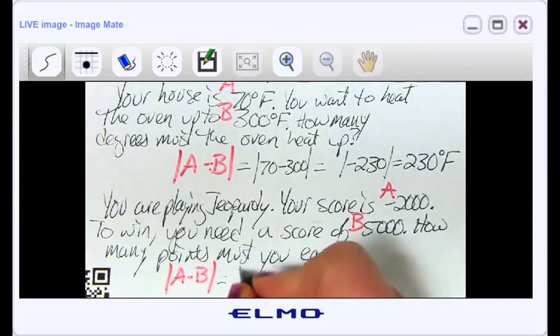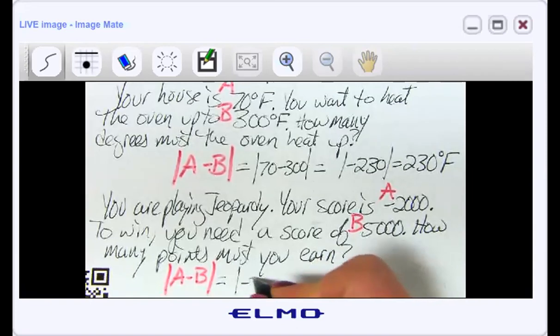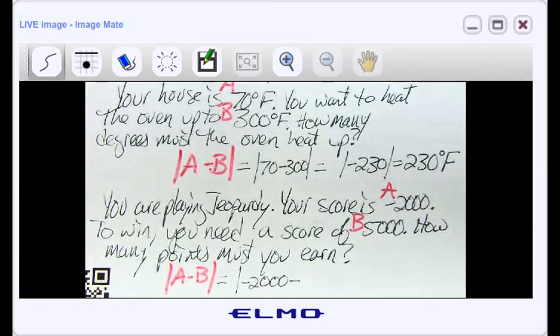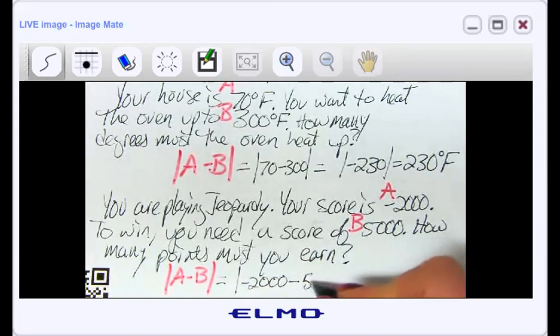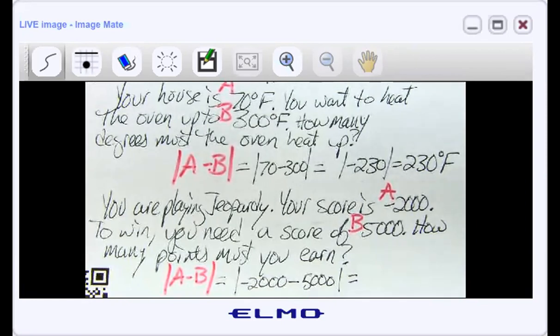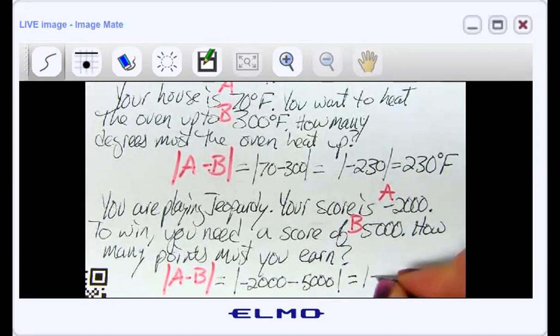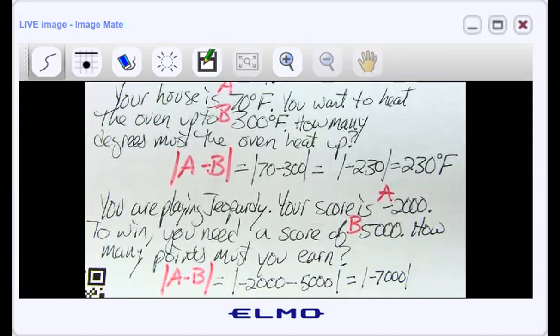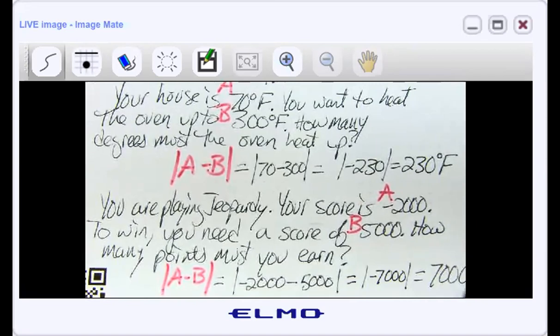Watch. A is at negative 2,000. Minus, you always write a minus, and then your next number is 5,000. And now be careful. Negative 2,000 minus 5,000. If they're both negatives, you really add them together. And that becomes negative 7,000. And now the last thing I do is take the absolute value. So 7,000 is correct.